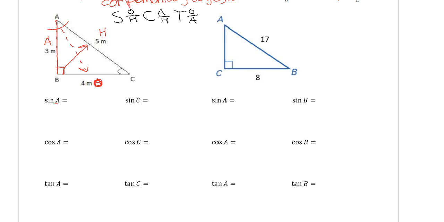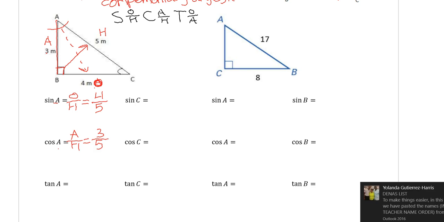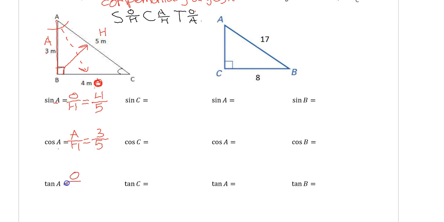Okay. So looking at SOHCAHTOA, the sine of A is opposite over hypotenuse. In this case, it's 4 over 5. The cosine of A is adjacent over hypotenuse. Again, adjacent is 3 over 5. Hypotenuse is 5. Tangent of A is opposite over adjacent, which is 4 over 3. And that's it. Easy enough.